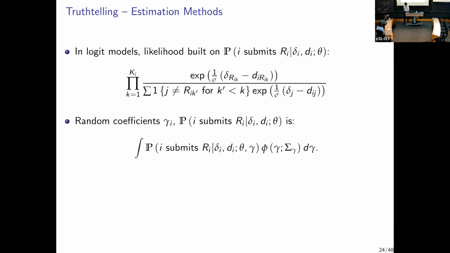Okay, again, random coefficients, same thing, except that you have. Oh, it's the other one. That's it. Oh, that's right.